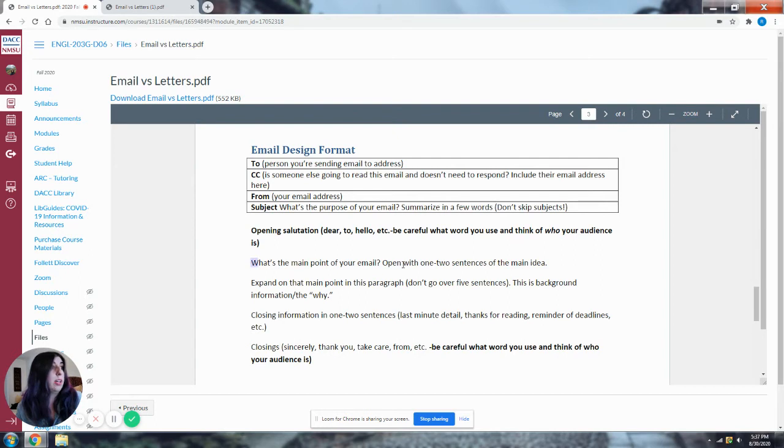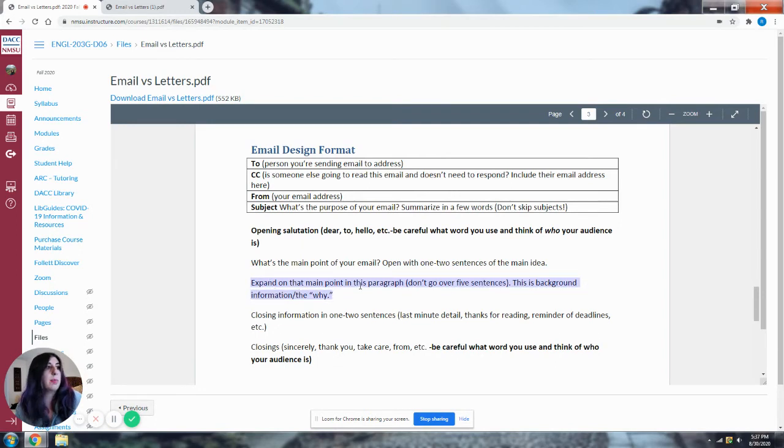What is the main point of your email? Open with 1 to 2 sentences of the main idea. Don't go longer than 2 sentences. Just summarize the main idea. I could say, again thinking about final grades, final grades have been completed.